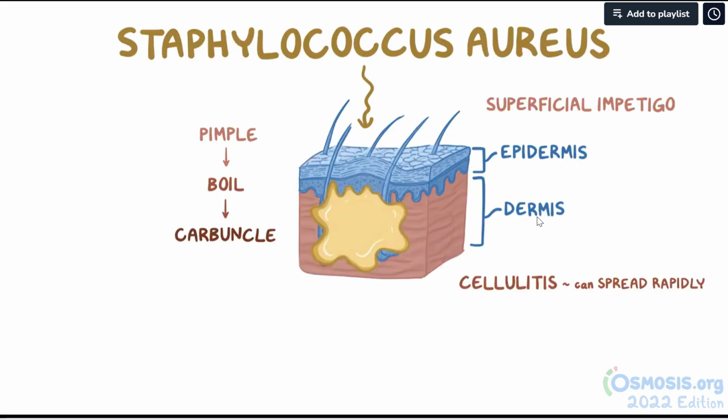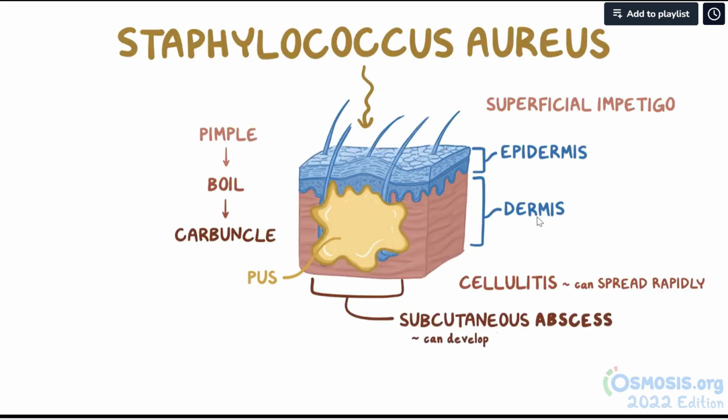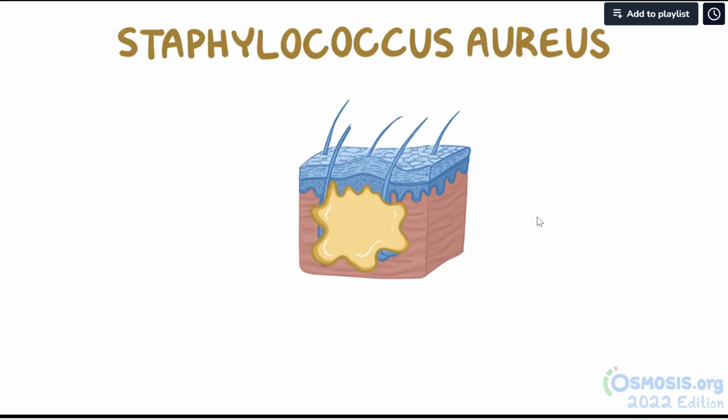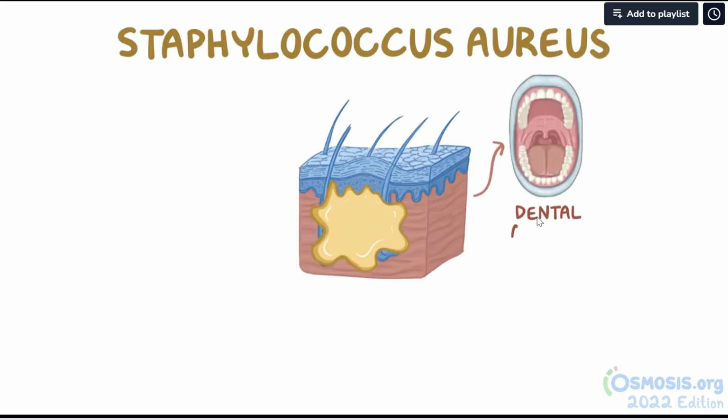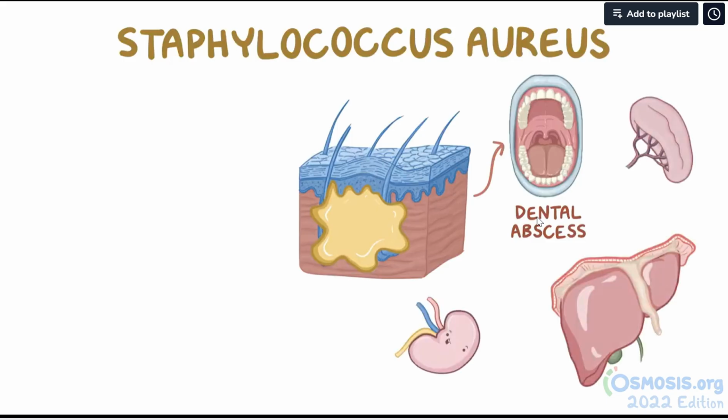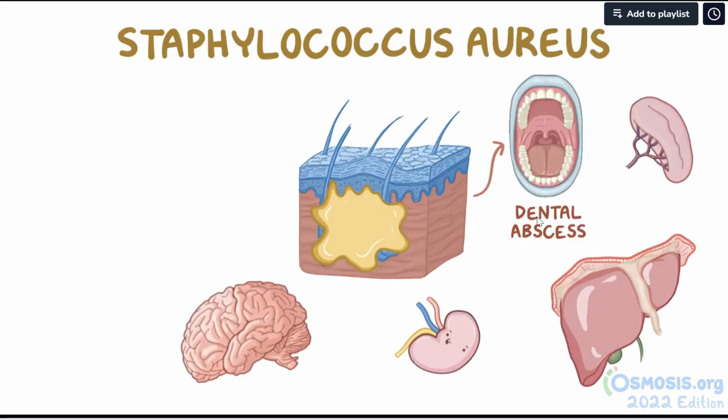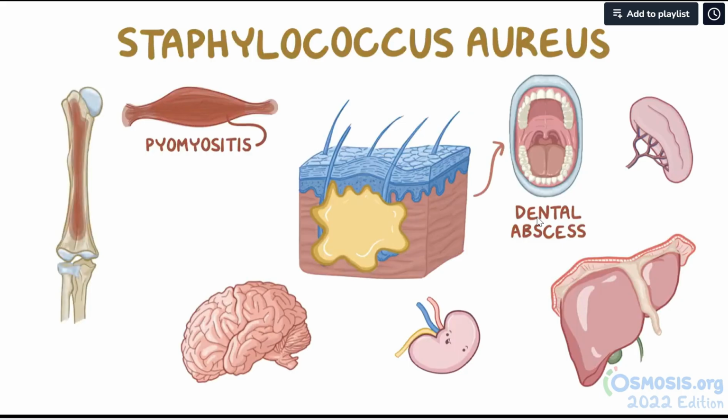If the infection goes deeper, it can develop into a subcutaneous abscess, which is a collection of pus that's walled off and sometimes develops thin walls within it, called septations. These abscesses can happen all over the body, including in the mouth, where they're called dental abscesses, and they can develop within various organs like the liver, kidney, spleen, and brain. Now, if the infection is overlying a muscle, it can spread into the muscle, causing pyomyositis. If it gets into the bone, it can cause osteomyelitis. And if it gets into the joint space, it can cause septic arthritis.